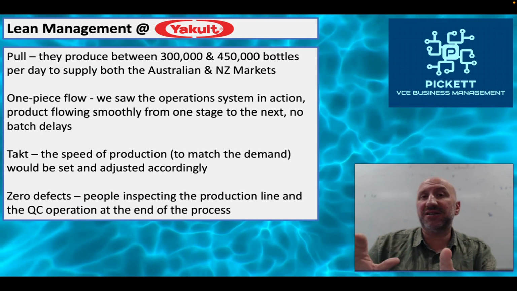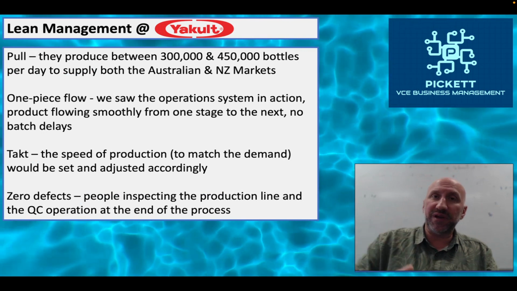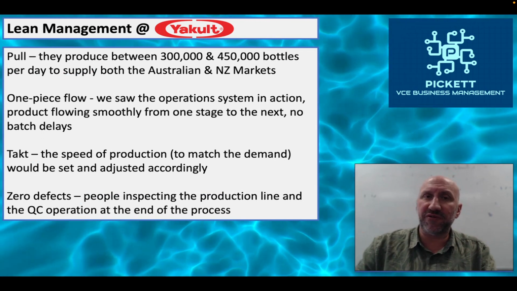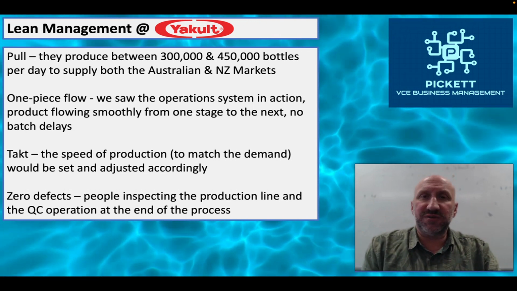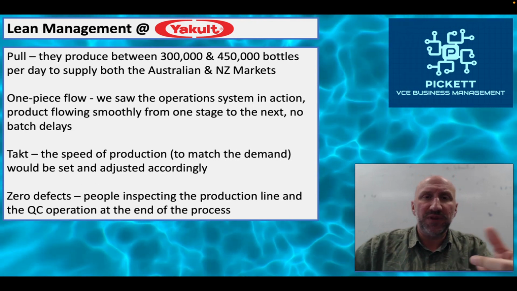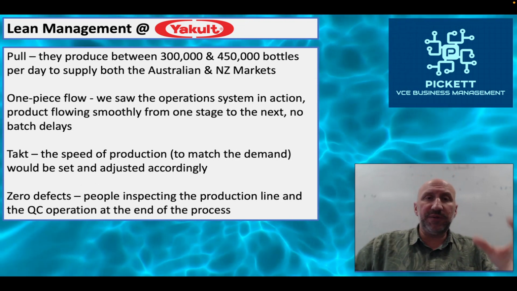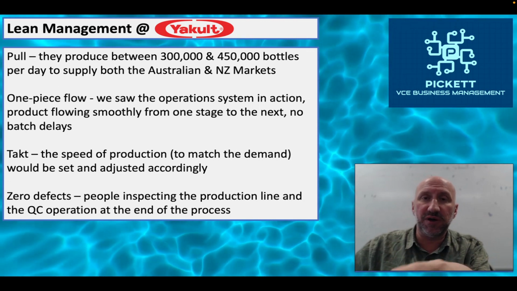Just quickly relating this back to Yakult. Now, I've not gone into any serious depth here, so I would encourage you to go into the website and have a dig around. I've said before, they have a lot of information on their operations process at Yakult, but this is just some stuff I've drawn out very, very quickly. I mentioned the first one already. In terms of how they implement pull, they produce between 300 and 450,000 bottles per day to supply both the Australian and New Zealand markets.